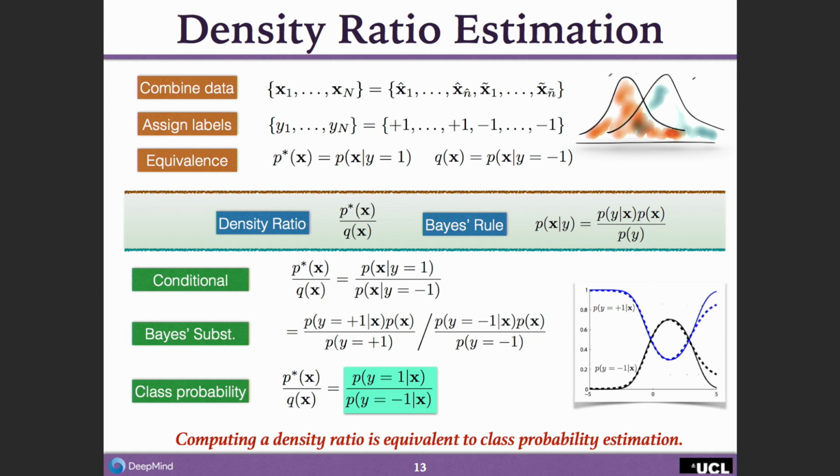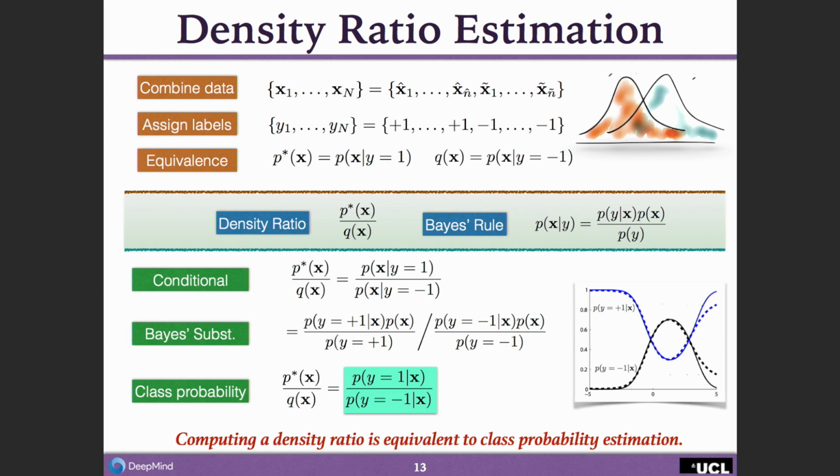And for all the data that came from Q, we're going to give the label -1. So that's now enough to set up a classification or a decision problem. So there's an equivalence by doing this construction. By construction, P star of x can be written as the probability of P of x given the label y equals +1, because that's how we defined it.